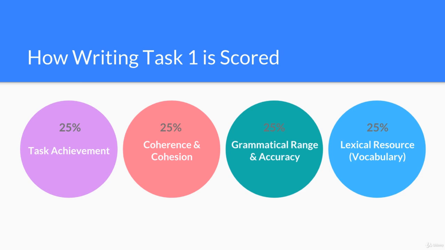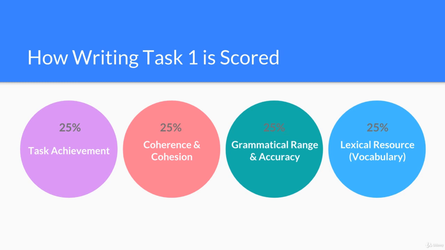The first is task achievement. The second is coherence and cohesion. The third is grammatical range and accuracy. And finally, we have lexical resource, which is your vocabulary. Note that each one of them accounts for 25% of your grade.